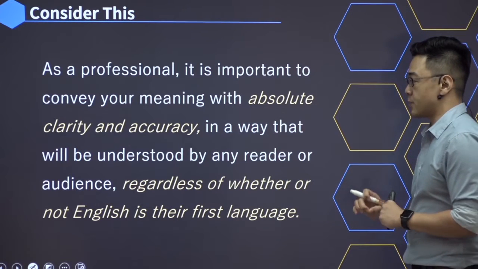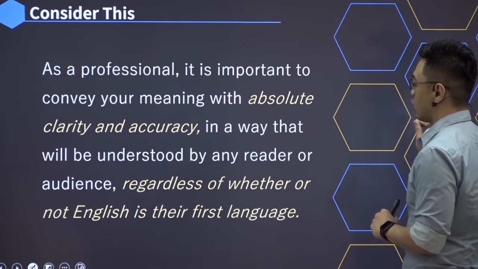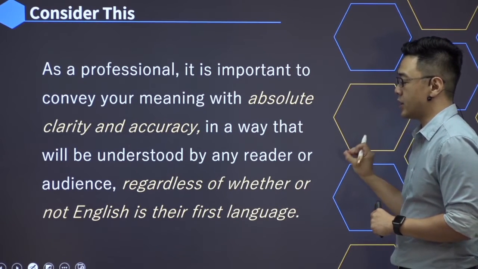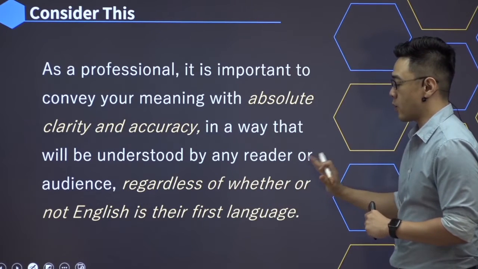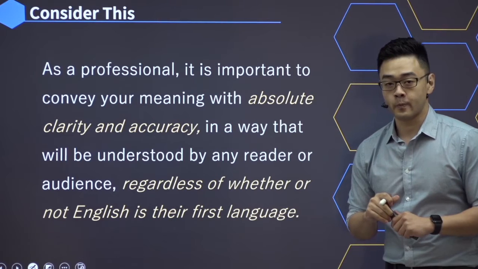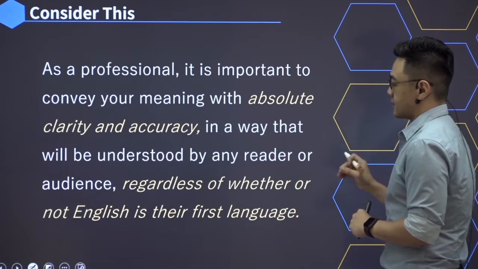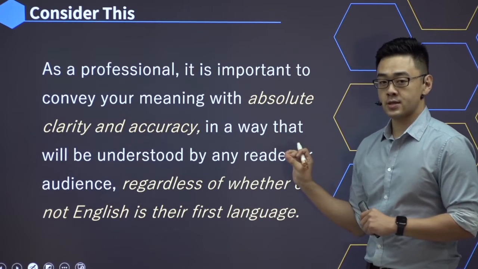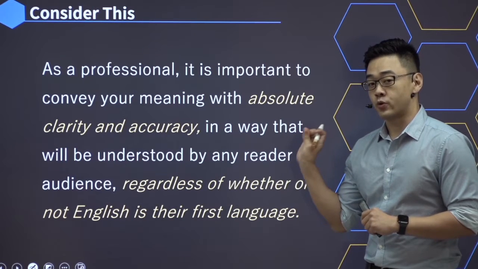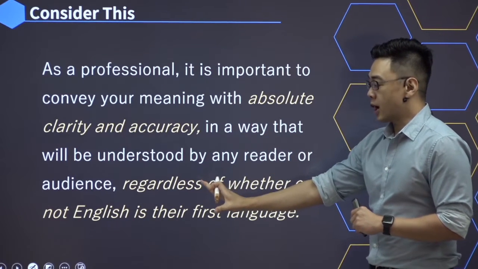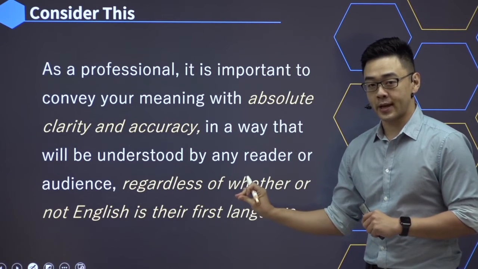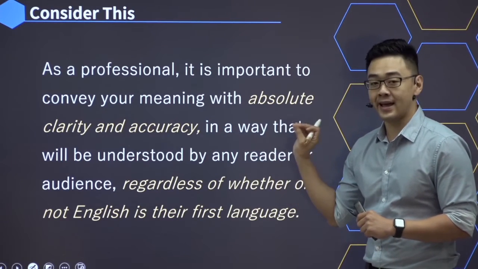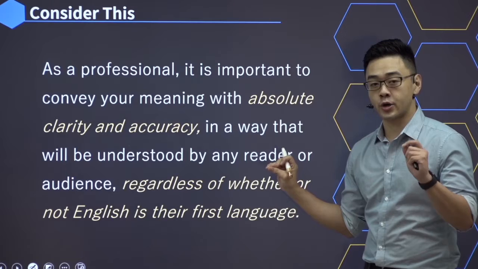So consider this. As a professional, it's important to convey our message with absolute clarity and accuracy in a way that will be understood by any readers or audience, regardless of whether or not English is their first language. All right, let's take a look. Absolute clarity and accuracy. How do we do that? Whether or not your message is relevant. So if English is not your audience's first language, and you can still communicate with them with absolute clarity and accuracy, that means you're a master communicator.